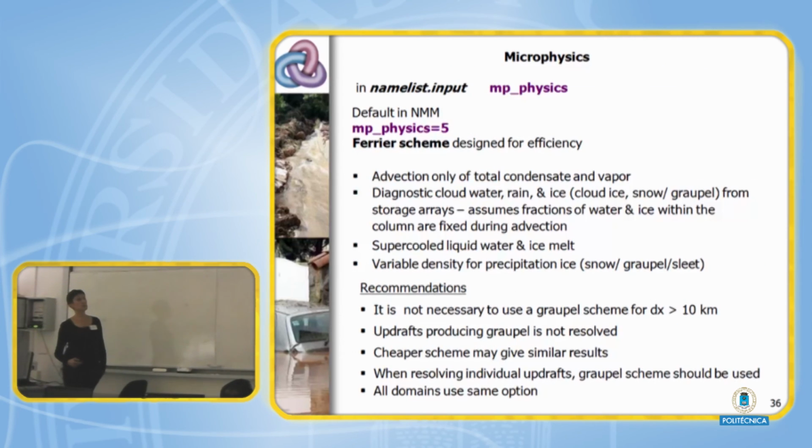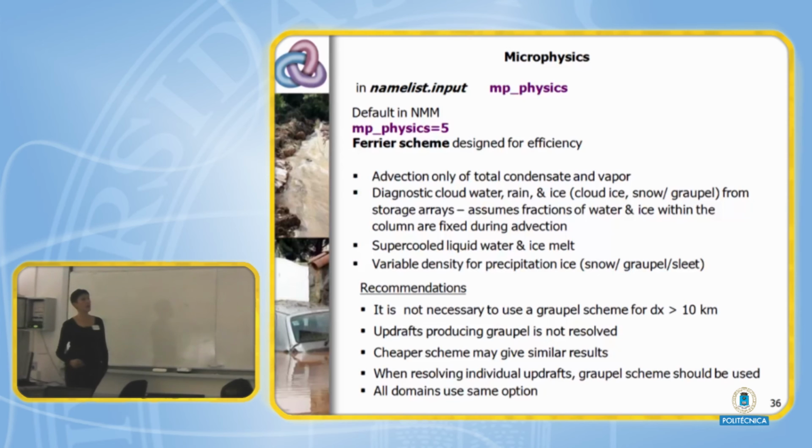And microphysics can also be chosen in the namelist. For example, if we use the Ferrier scheme, also with that GFDL I was talking about a few slides before, it is designed for efficiency. Advection is only of total condensate and vapor, but we have diagnostic cloud water, rain, cloud ice, snow, graupel from storage arrays, supercooled liquid water and ice melt, and variable density for precipitation ice, snow and graupel and sleet, like different ice pellets.